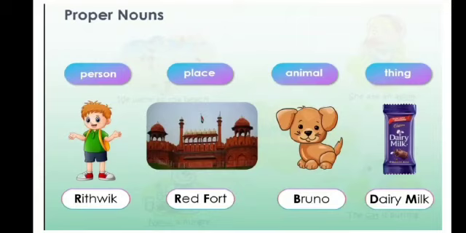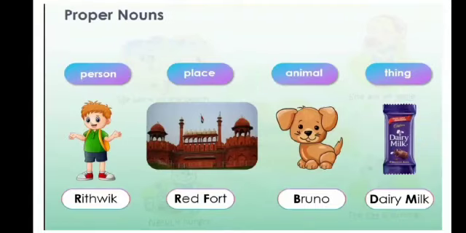Here, Ritvik is the name of a person, Redfort is the name of a place, Bruno is the name of an animal, Dairy Milk is the name of a thing. All these words start with a capital letter because all these are the special names. Now let us learn about the common nouns.